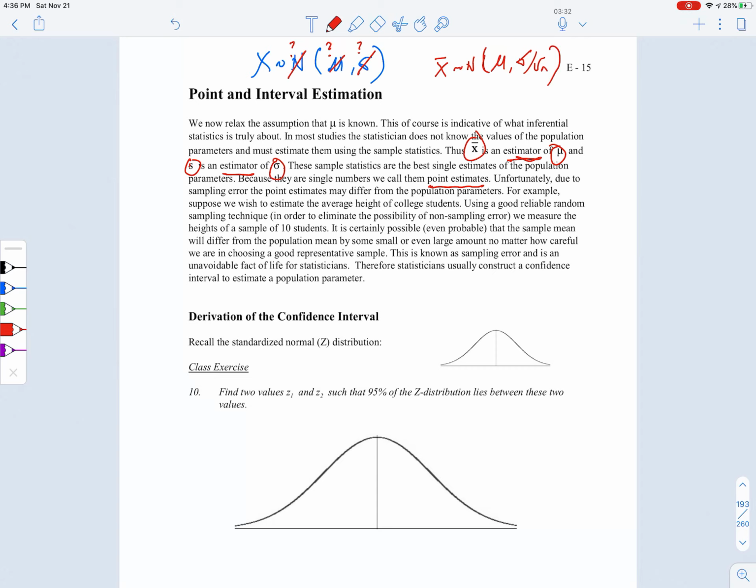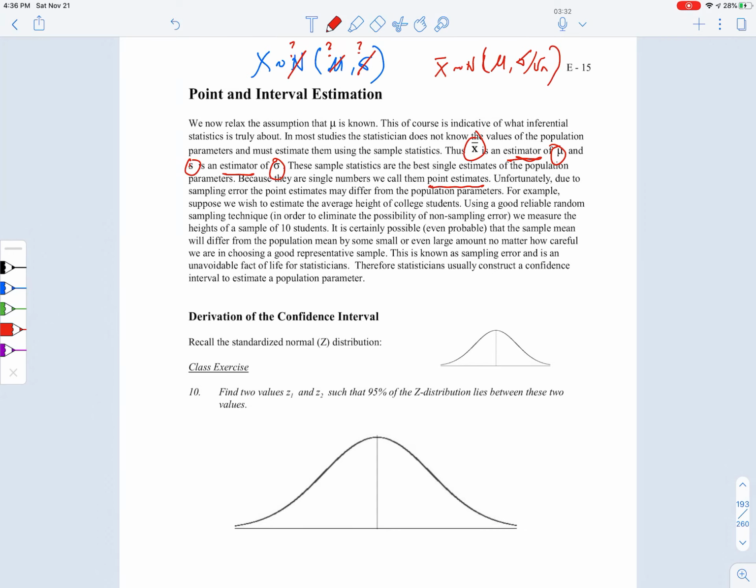But I'm likely to get some really tall and some really short and some average kind of height guys, and it would probably average out pretty close to 5'10½". But it probably wouldn't be exactly that. And so there would be some what we call sampling error.